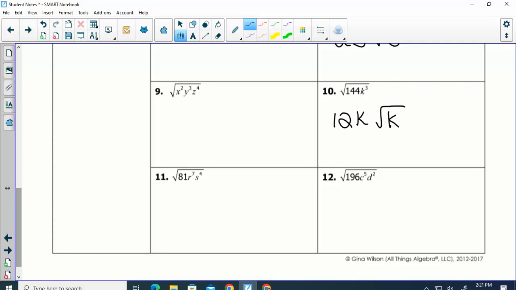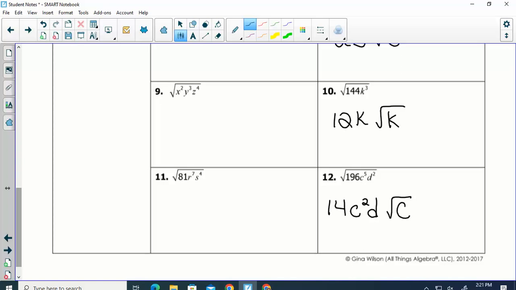Number 12, can we do the square root of 196? 14. Okay. If I have 5 c's, how many groups of 2 can we make? 2. So 2 come out. Are there any leftovers? There's one. There's 1 left over, so it's still in the radical. Okay, if I have 2 d's, how many groups of 2 can I make? 1. Are there any leftovers? No. So it's 14c squared d, and then a square root of c left on the end.